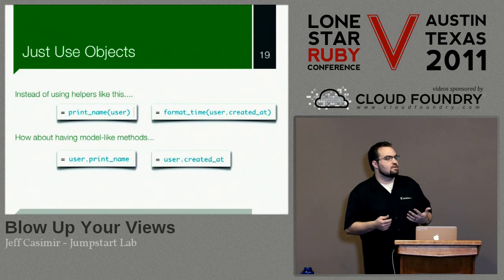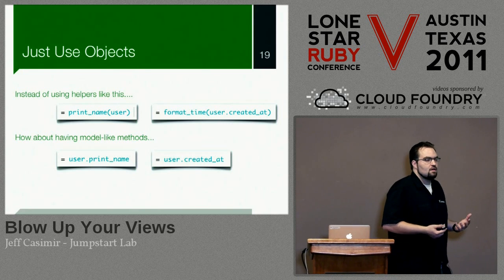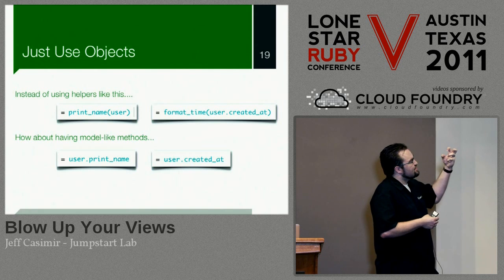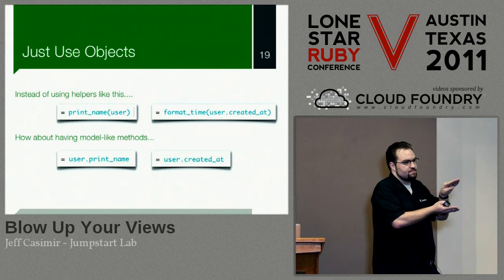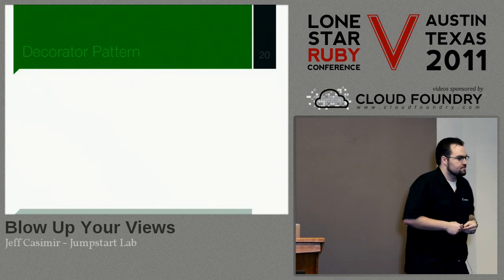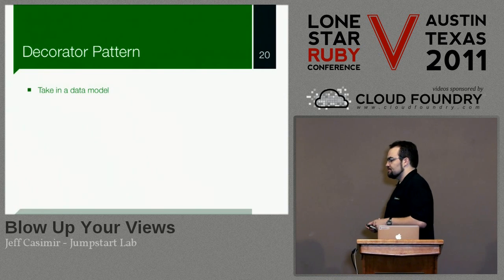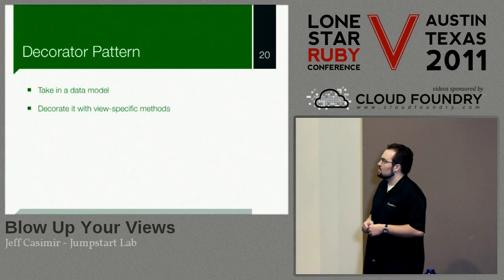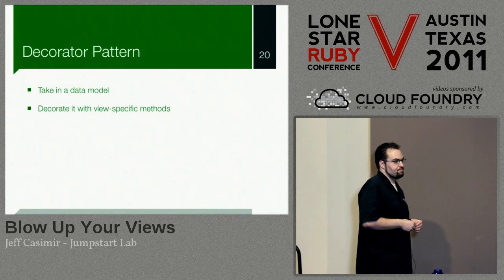But it's not appropriate. The model is not about presentation. The challenge here is a symptom of the fact that our view layer just means view template, because our view layers don't have enough intelligence. So I started thinking about the decorator pattern, and the decorator pattern in general would go like this: take a data model and then add on some view-specific methods to it.